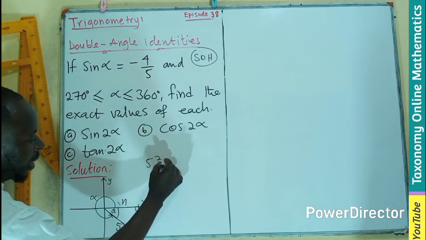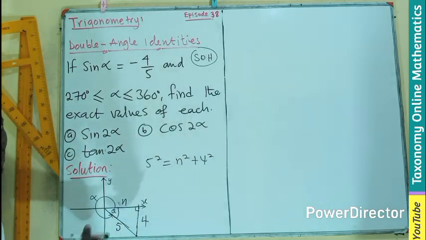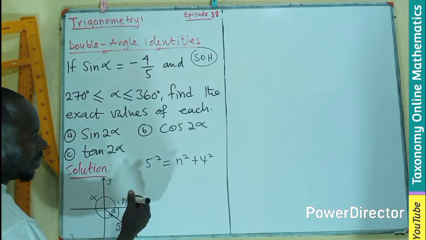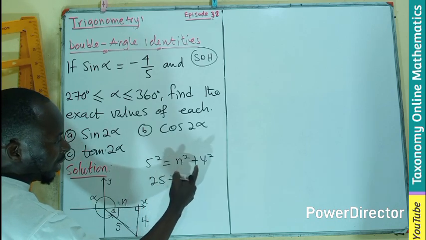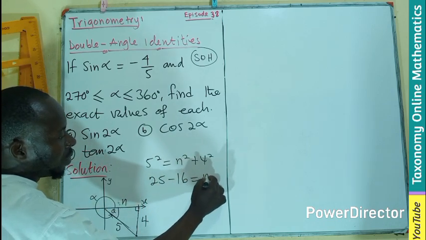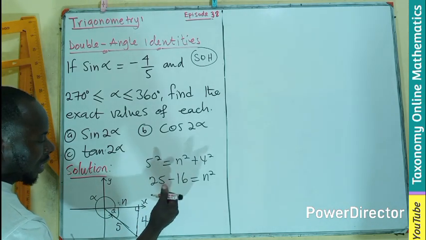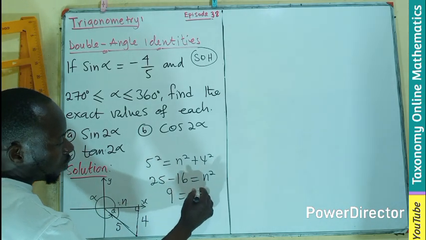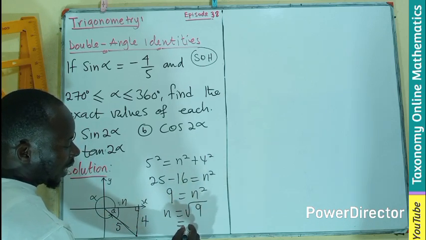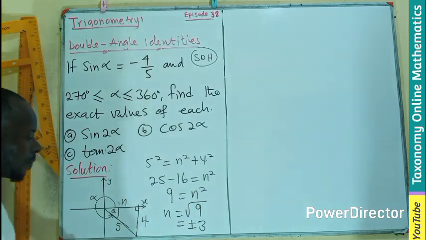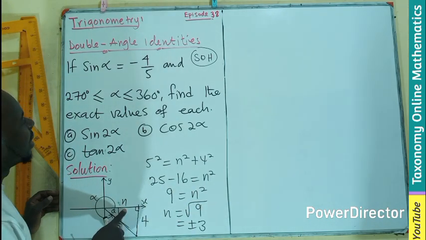So 5 squared equals n squared plus 4 squared by Pythagoras' theorem. This means 25 minus 16 equals n squared, so 9 equals n squared. So n will be the root of 9, and that gives us plus or minus 3.